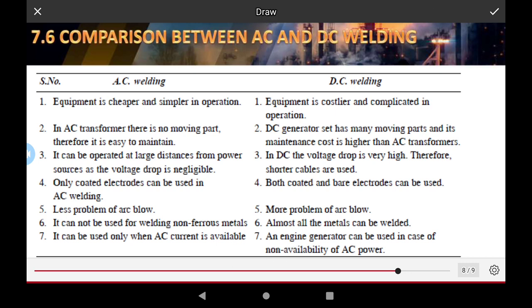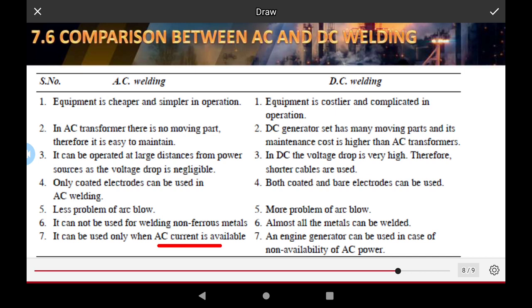In DC operation, on AC operation only coated electrodes can be used in AC welding, and in DC welding both coated electrodes can be used. AC arc welding has fewer problems in operation, and DC welding operation is very complicated, with very high power application. DC can be used for welding non-ferrous metals. AC welding is not used for non-ferrous metals, and DC welding is used for almost all metals and non-metals. And another point is that AC can be used only if AC current is available.